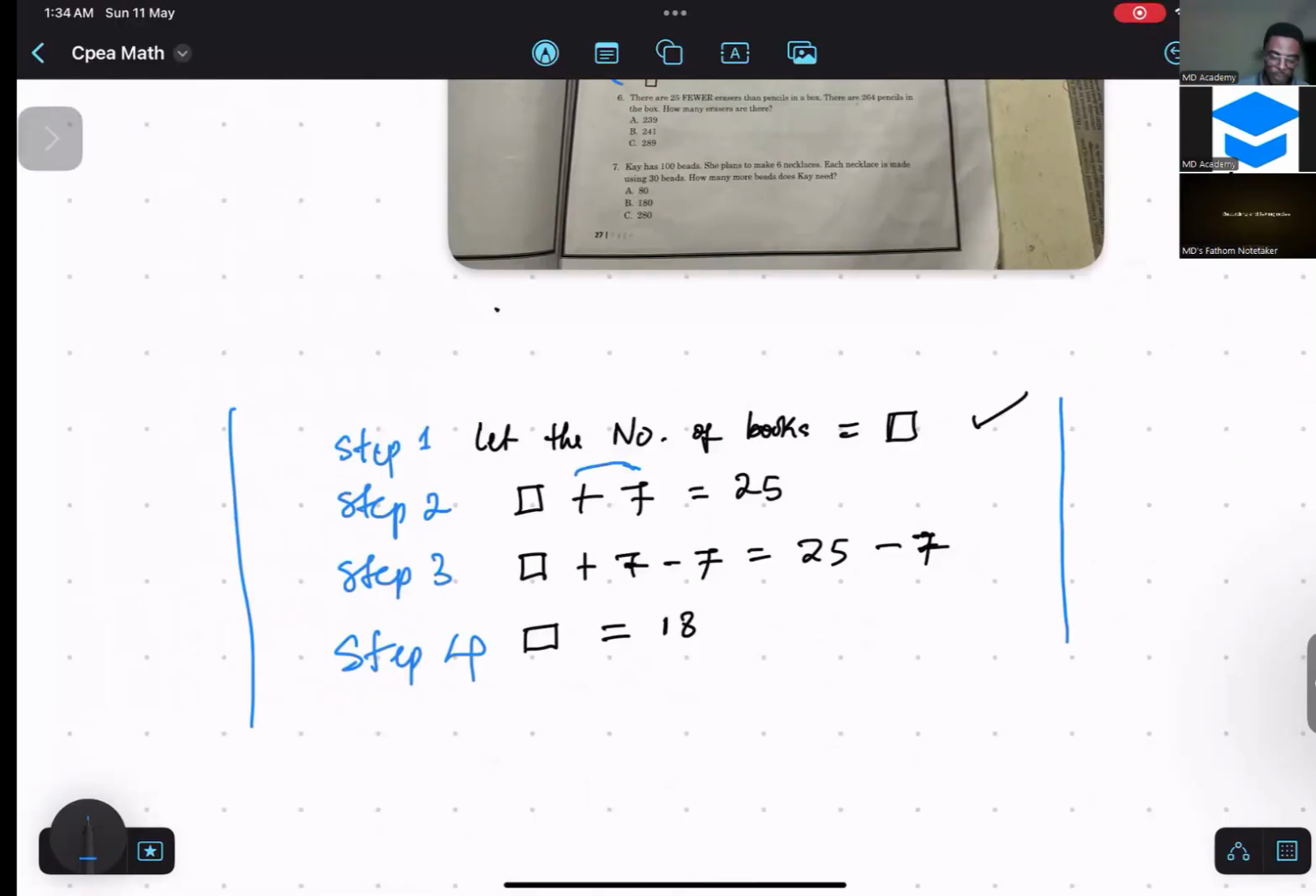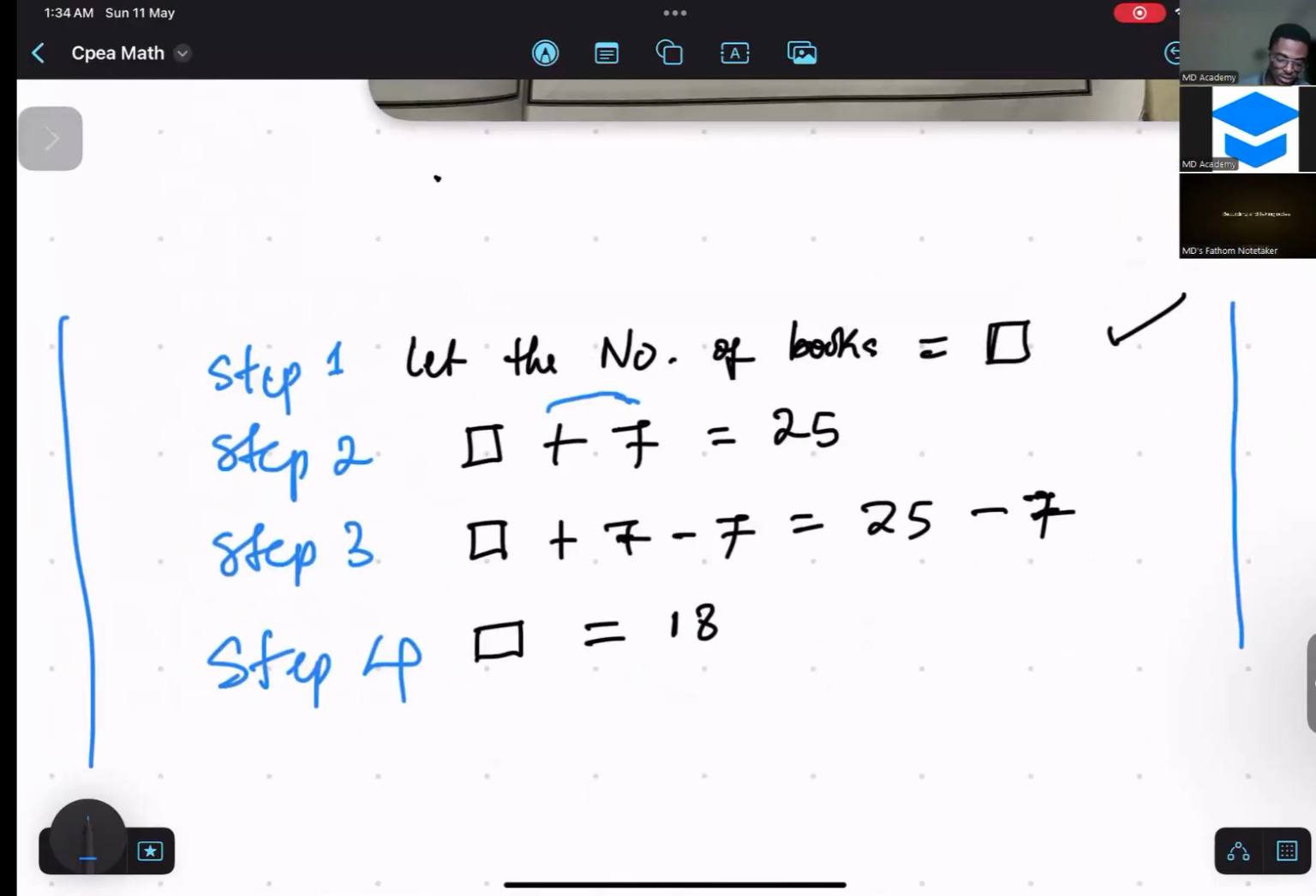All right. But because the 7 is only added to box, the only way to neutralize that addition is a subtraction. So that's the reason why we have to say a negative, which is a minus, which is minus 7, to subtract from 7 to neutralize it. And when you neutralize it, this will turn to be 0. And so you have the box left alone in this side of the equation. And that is the goal.